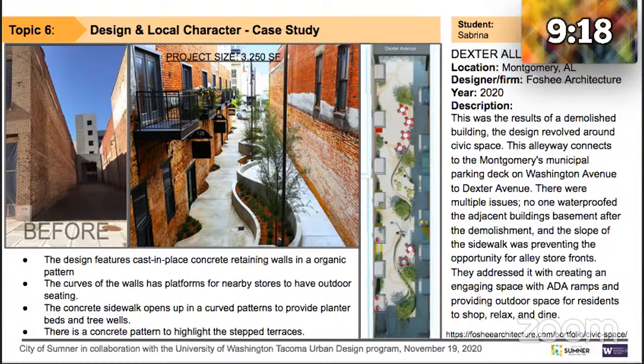In their design, they addressed this by creating an engaging space with ADA ramps and providing outdoor space for residents to shop, relax, and dine. In the before and after design images, the design features cast-in-place concrete retaining walls in an organic pattern. The curves of the walls have platforms for nearby stores to have outdoor seating. The concrete sidewalk opens up in a curved pattern to provide planter beds and tree wells, and there is a concrete pattern to highlight the stepped terraces.